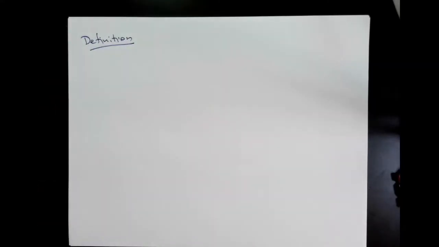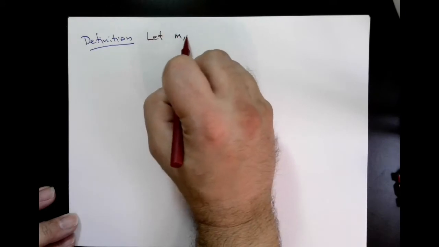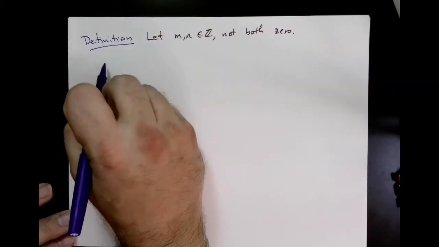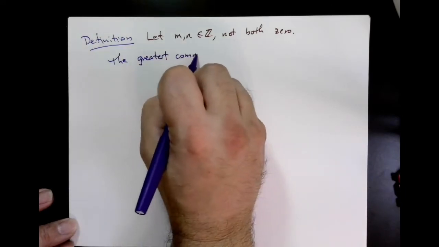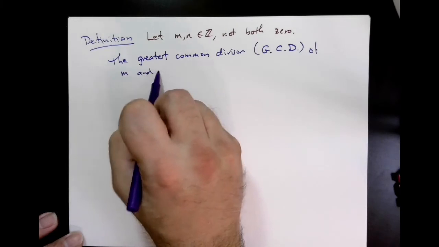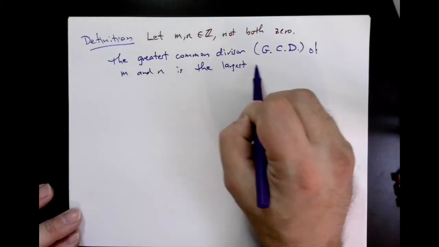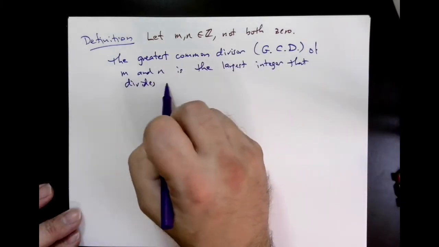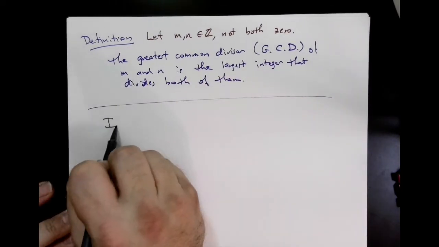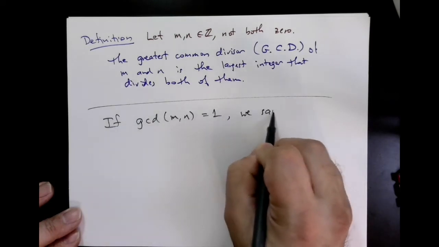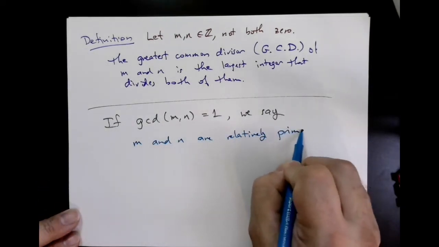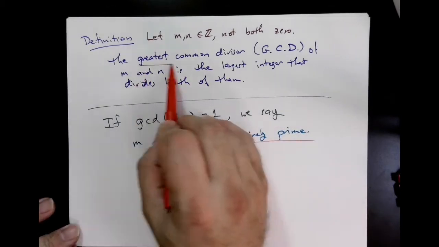Let's start with the definition. Let m and n be integers that are not both 0. Then the greatest common divisor of m and n, sometimes written as GCD of m and n, is the largest positive number that divides both m and n. Where the name comes from, it divides both of them, so it's a common divisor, and it's defined to be the greatest one, so the greatest common divisor. If it turns out that the GCD of m and n is 1, we say that m and n are relatively prime.